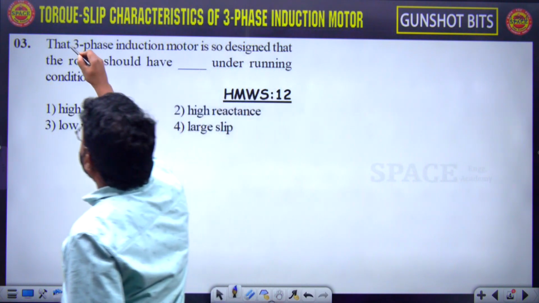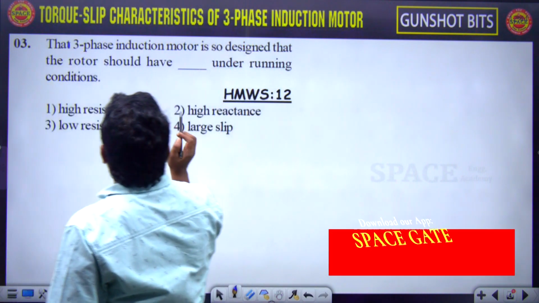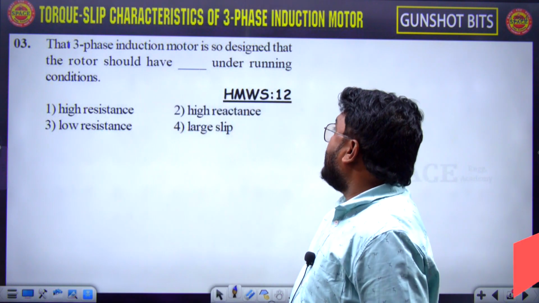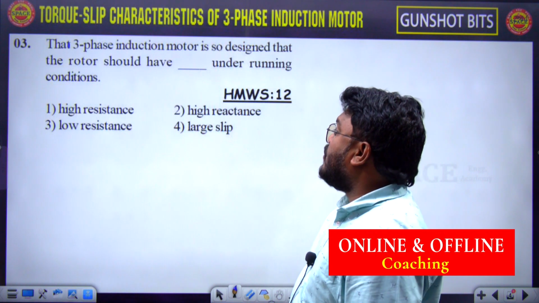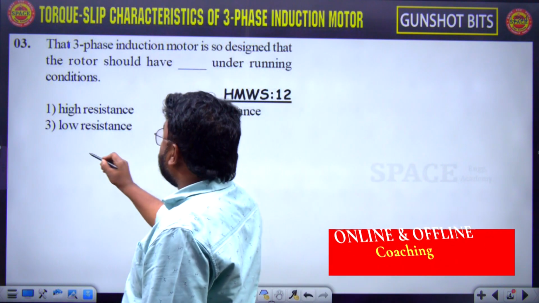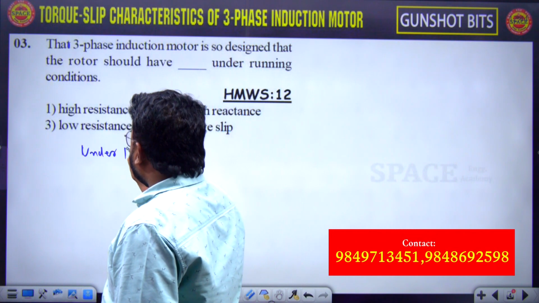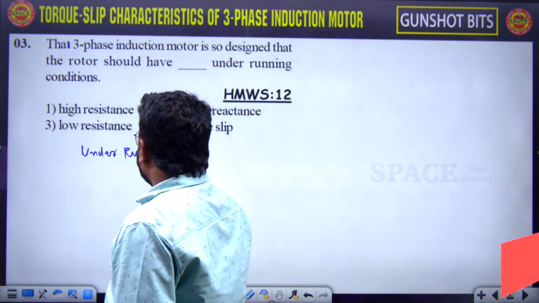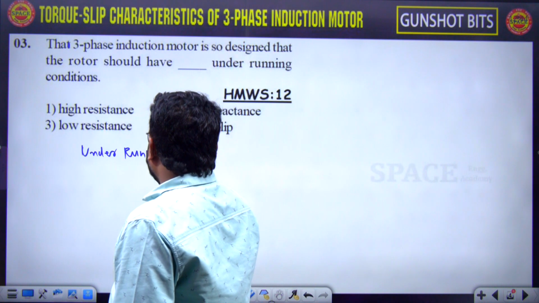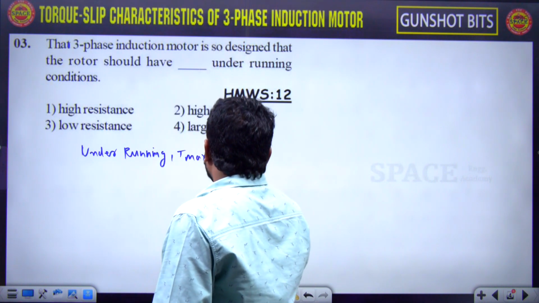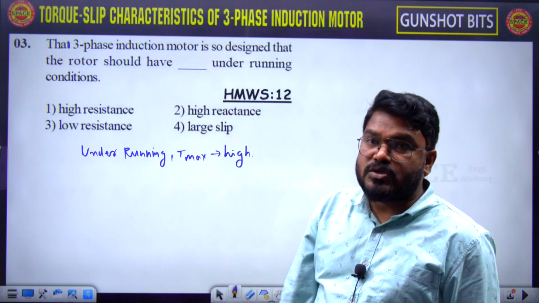The 3-phase induction motor is so designed that the rotor should have certain properties under running conditions. So what is the requirement? Here the maximum torque, T maximum, should be high. So under running condition, maximum torque should be high.